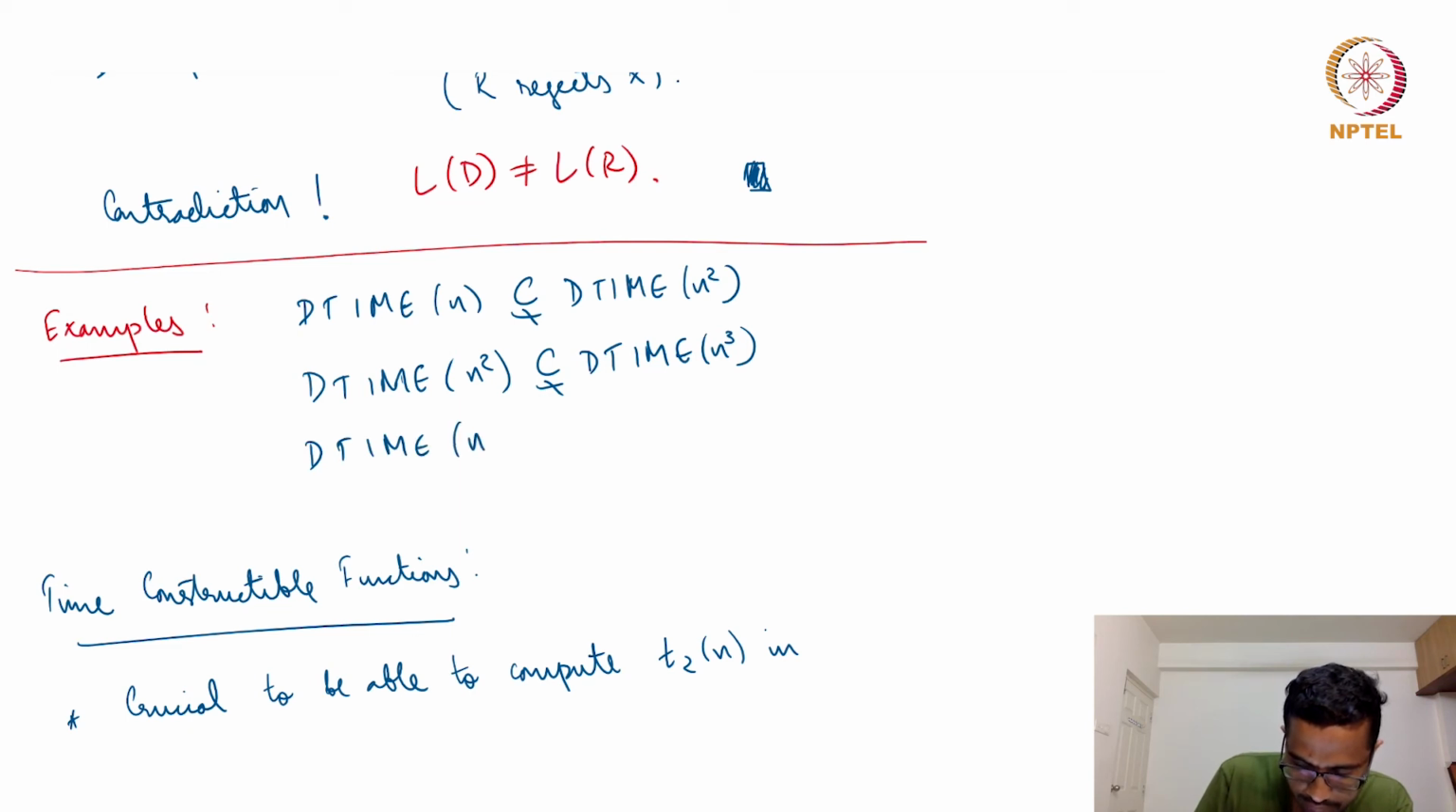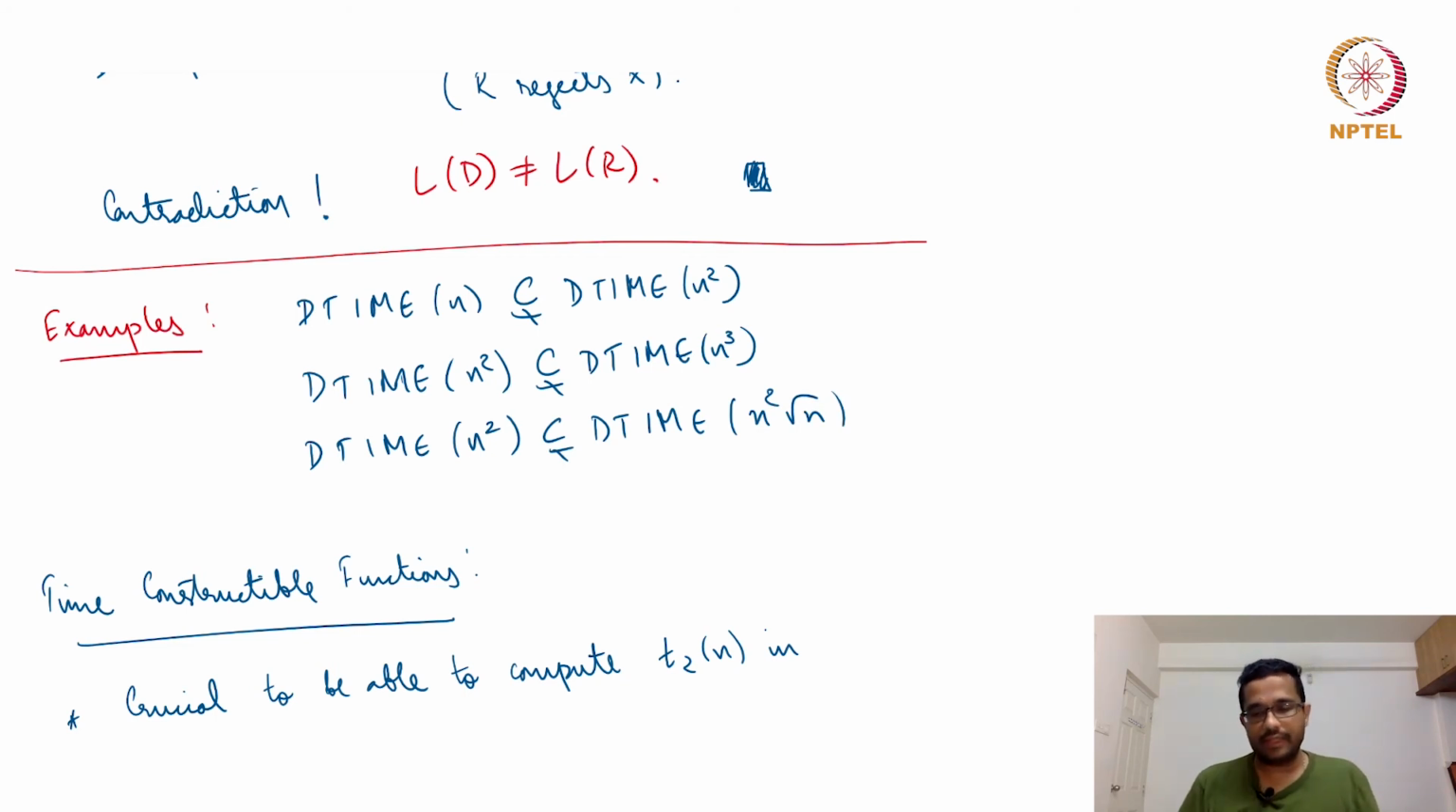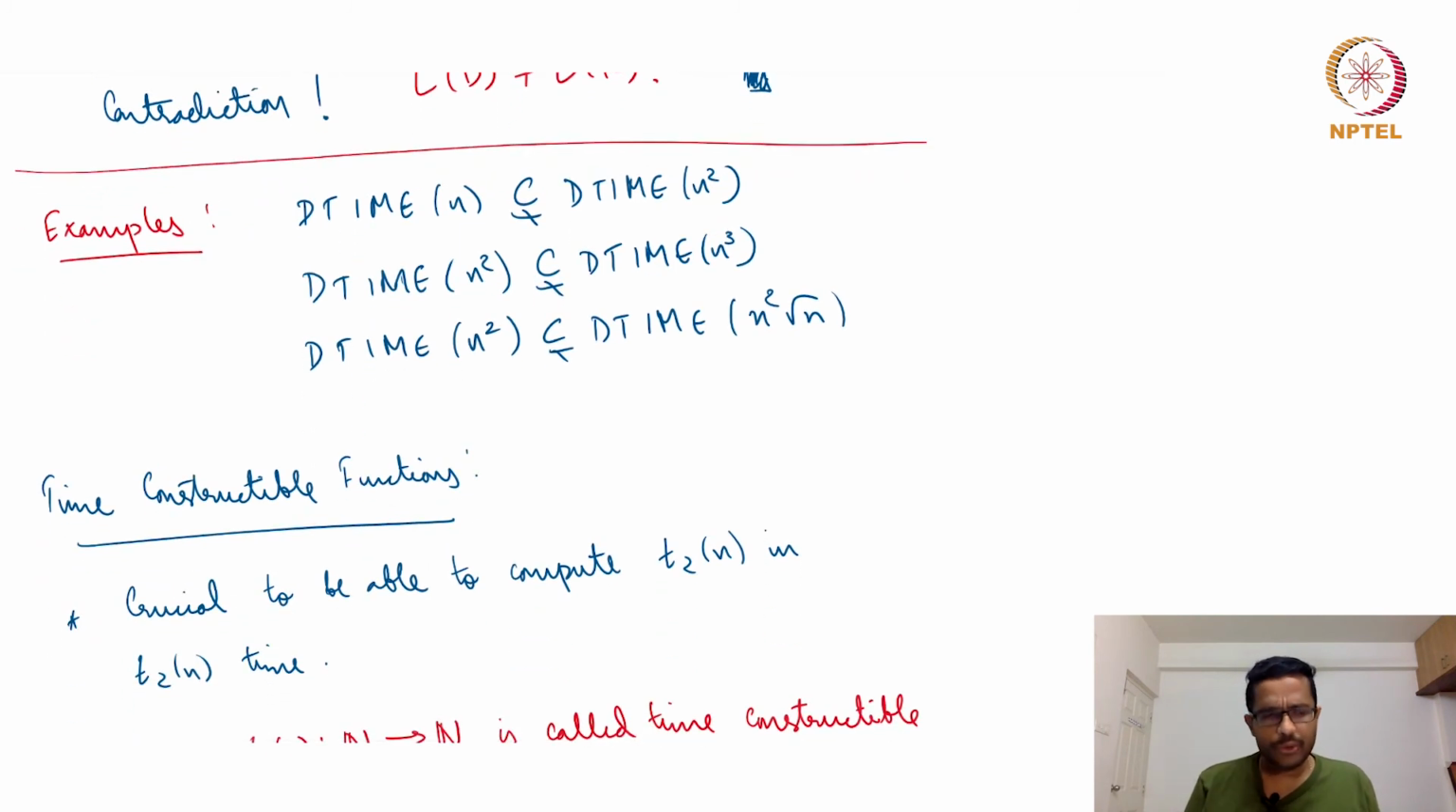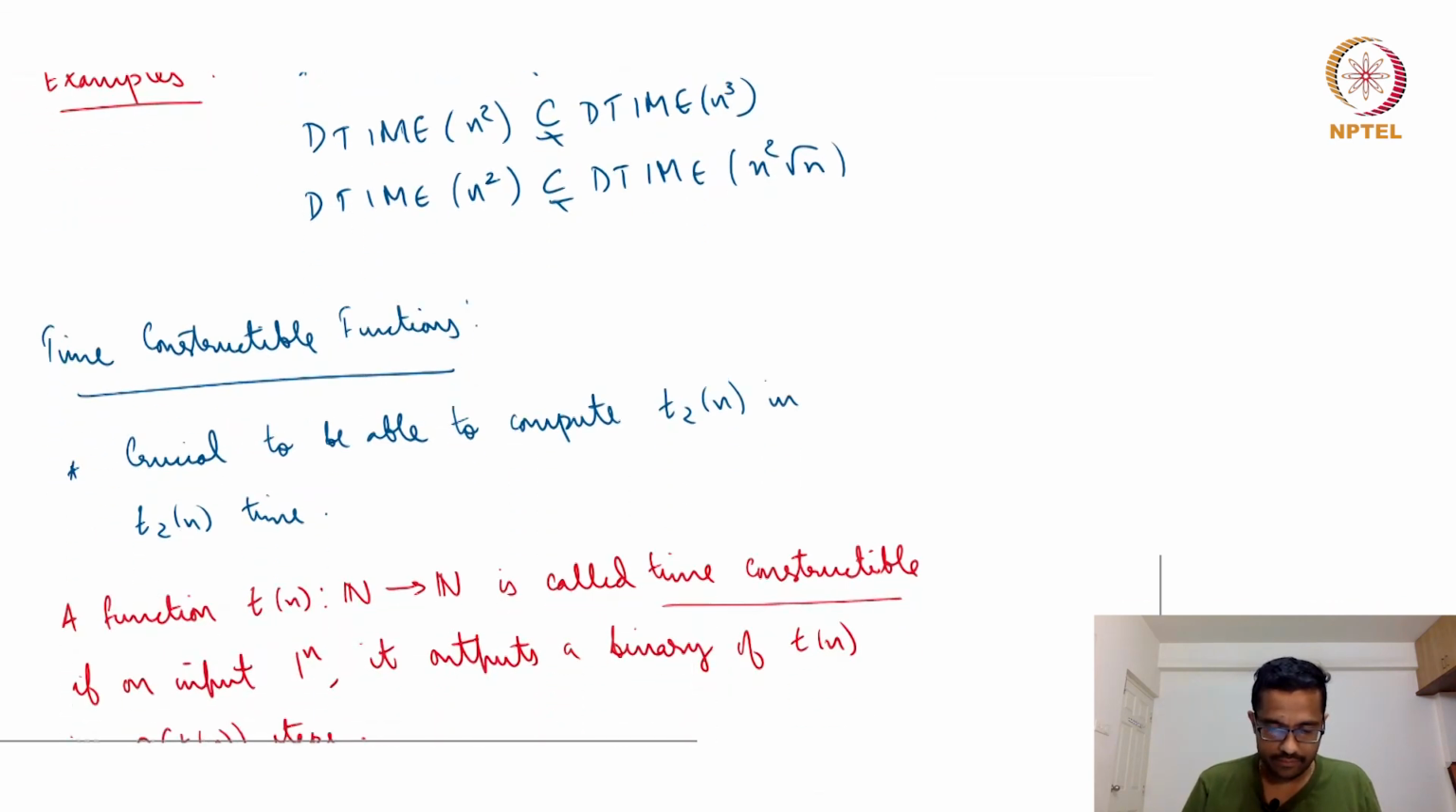DTIME(n squared) is even contained in DTIME(n squared times square root of n), right? Because again you can work it out. So like that, if there is a significant gap between t1 and t2, then there is a language that can be decided in t2 but not in t1. And you can see how non-explicit this is, right? We are not specifically telling which language it is, but we are saying that there is a language.